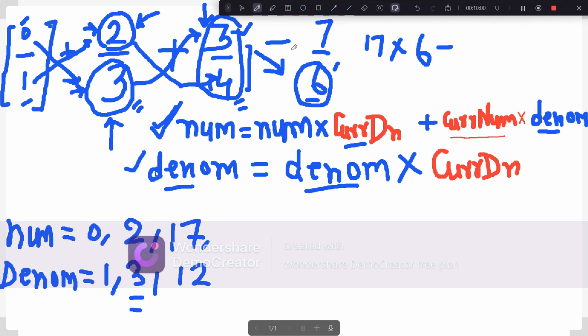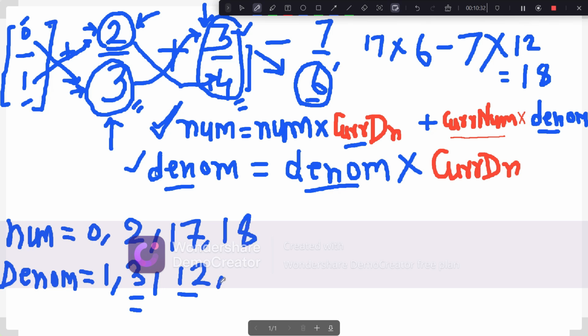And because this is minus, this will go to minus. So carnum is minus 7 into denominator. What is the value of denominator? It is 12. So we will make it 12. So what is the final value of it? The value of it is equal to 102 minus 84, which is 18 basically. So we will write 18. Our new value of numerator would be 18.